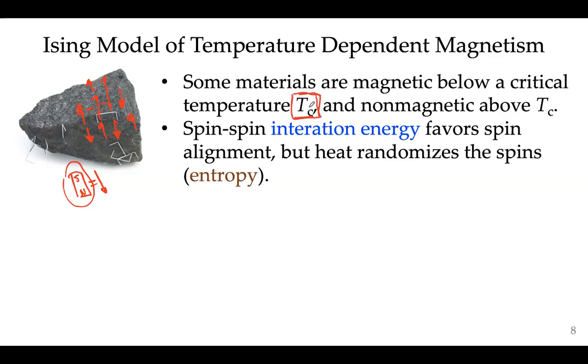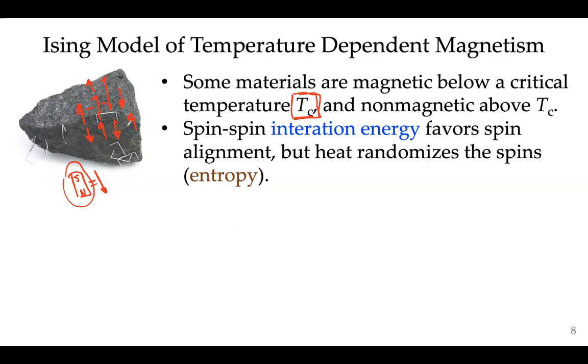What happens at TC is called a phase transition in physics. It's like the phase transition of water from solid to liquid. You can think of it that way. But here, it's not really the solid and liquid phases. It's basically a magnetic to non-magnetic phase transition.